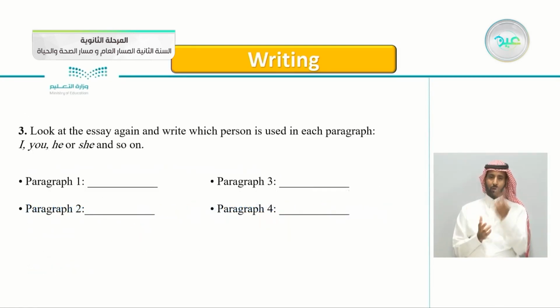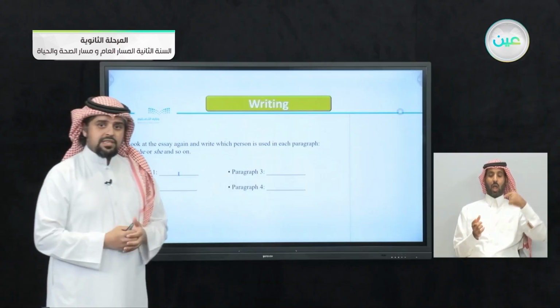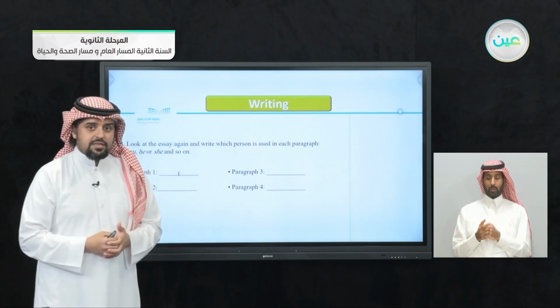Look at the essay again and write which person is used in each paragraph: I, you, he or she, and so on. Of course, we have 4 paragraphs. The first paragraph used the I. He's referring to himself. He said I. This is the first paragraph.